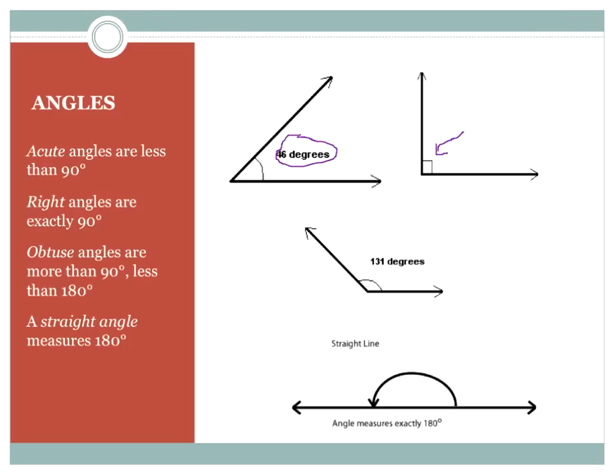Obtuse. Obtuse angles mean more than 90 degrees, but yet less than 180 degrees. So here's our picture of an obtuse angle. And then we do have our straight angle, which is exactly 180 degrees.